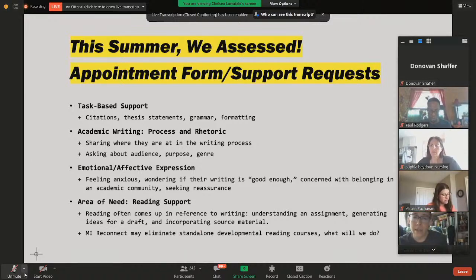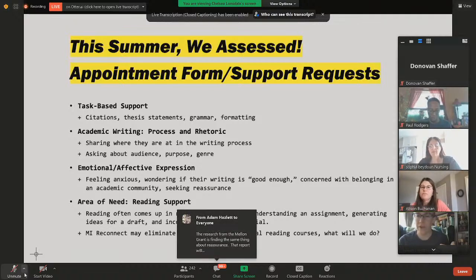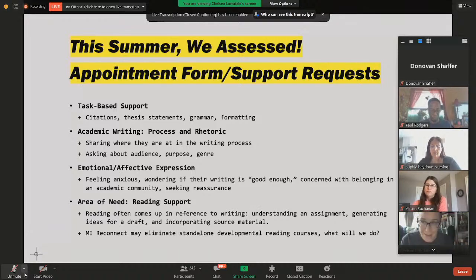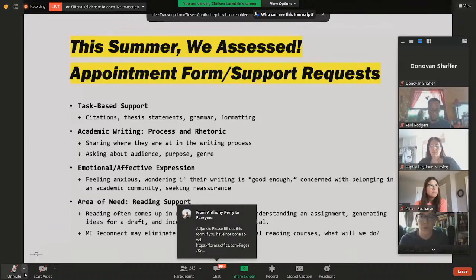We also saw some requests for reading support, which sometimes were direct, like I need help with reading strategies, but more often it's sort of implied, like in reference to writing. So if someone wants help understanding their assignment, they may need help reading that assignment sheet, or they may need guidance toward what they need to read in order to do the assignment. And I think that's probably the most common. Sometimes we need to talk about, what have you read? How can you use that material to incorporate it into the draft that you're working on?